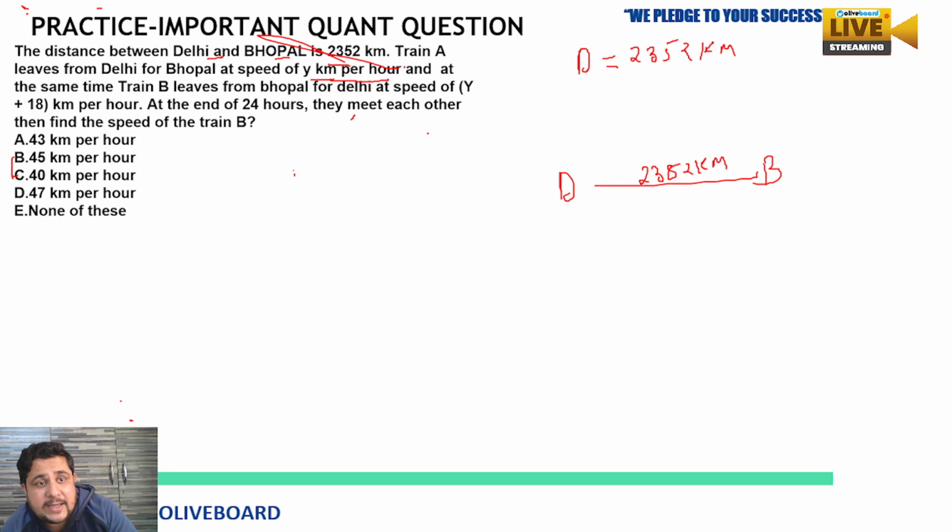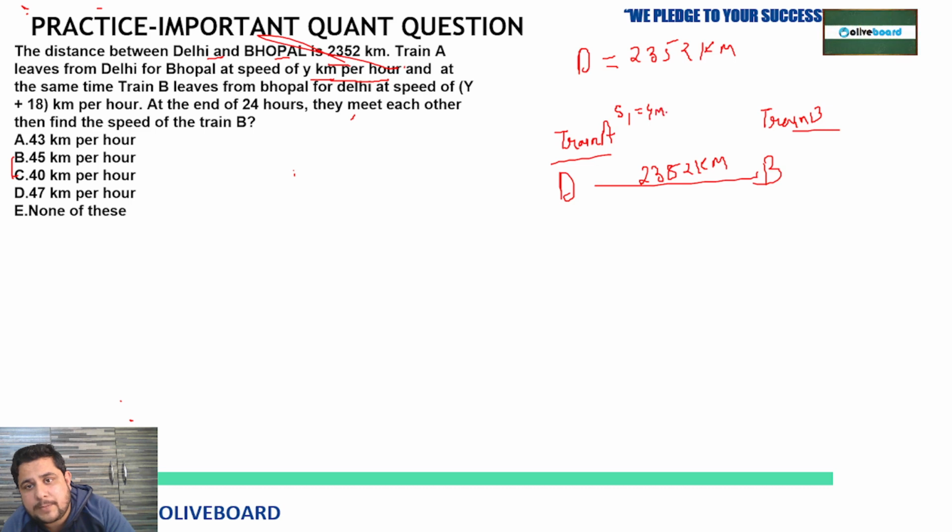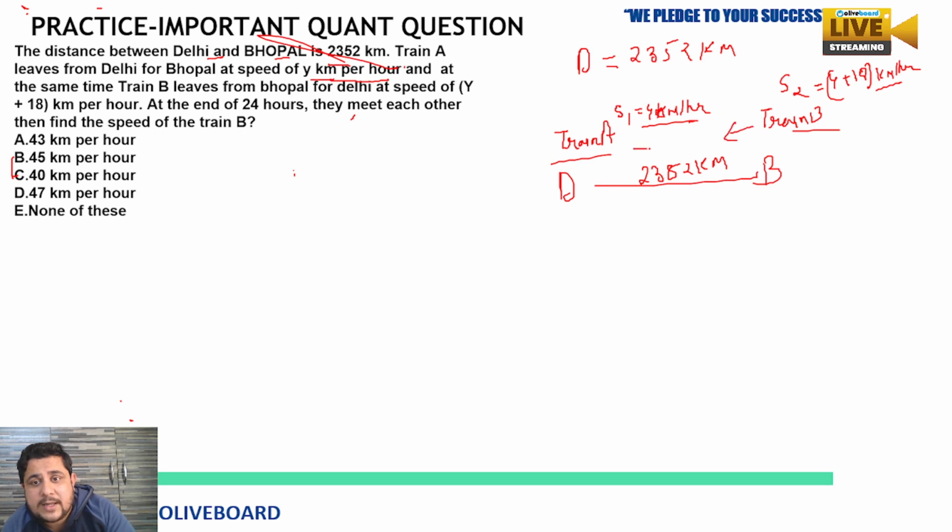Okay, so train A is there and train B is there. Train A starts from Delhi and train B from Bhopal. The speed of train A, which is starting from Delhi for Bhopal, is y kilometer per hour. So speed S1 is y kilometer per hour. Now train B's speed S2 is y plus 18 kilometer per hour. Clear? And they are moving towards each other.